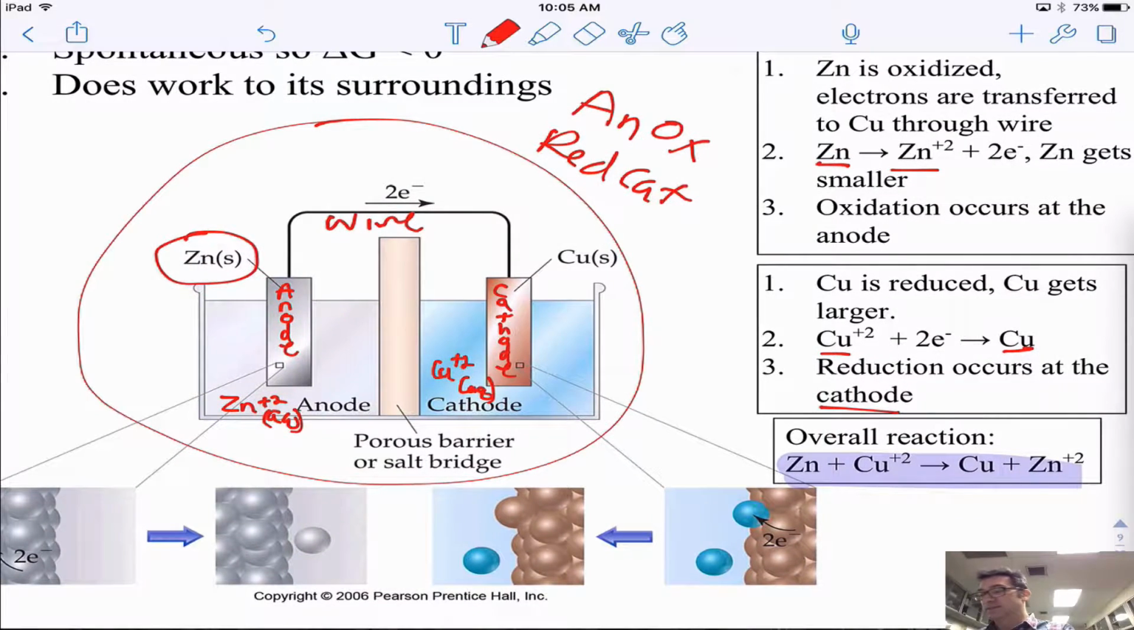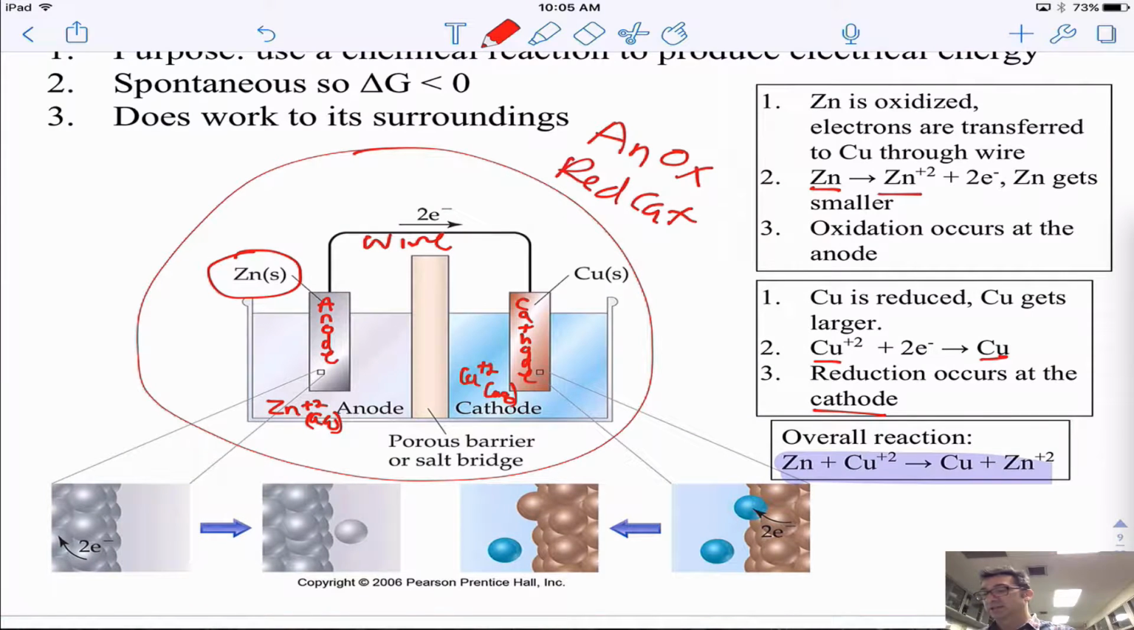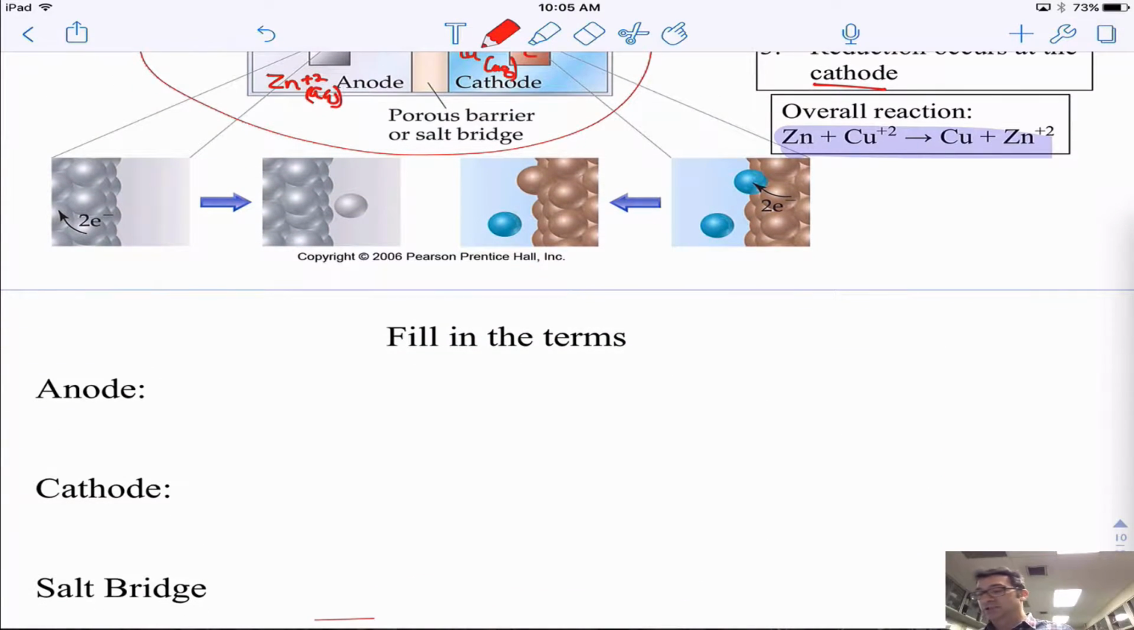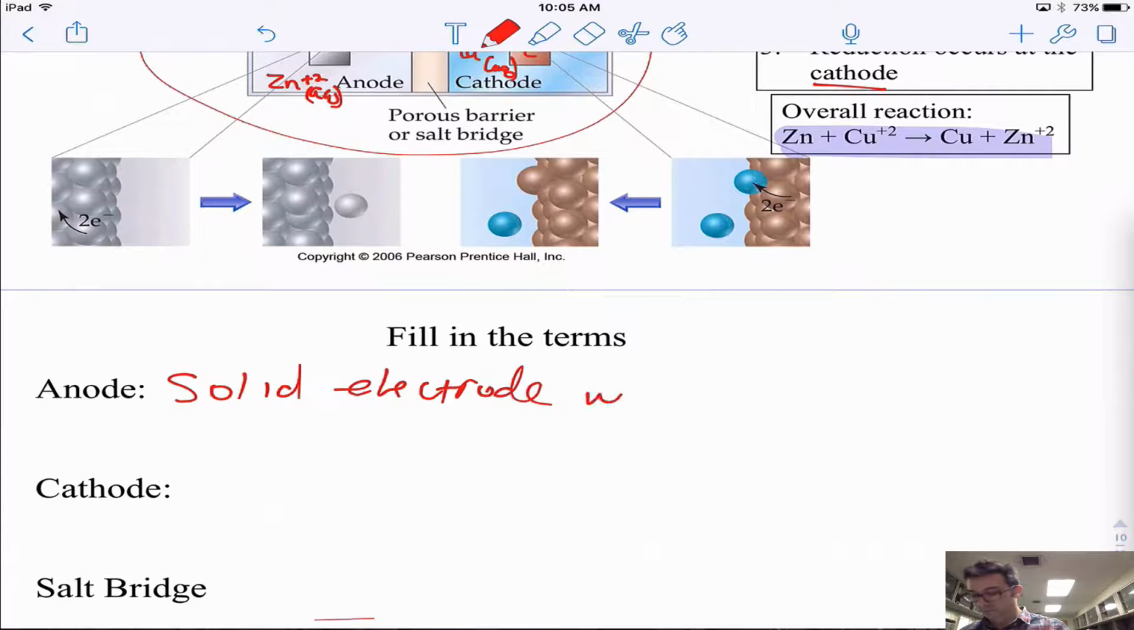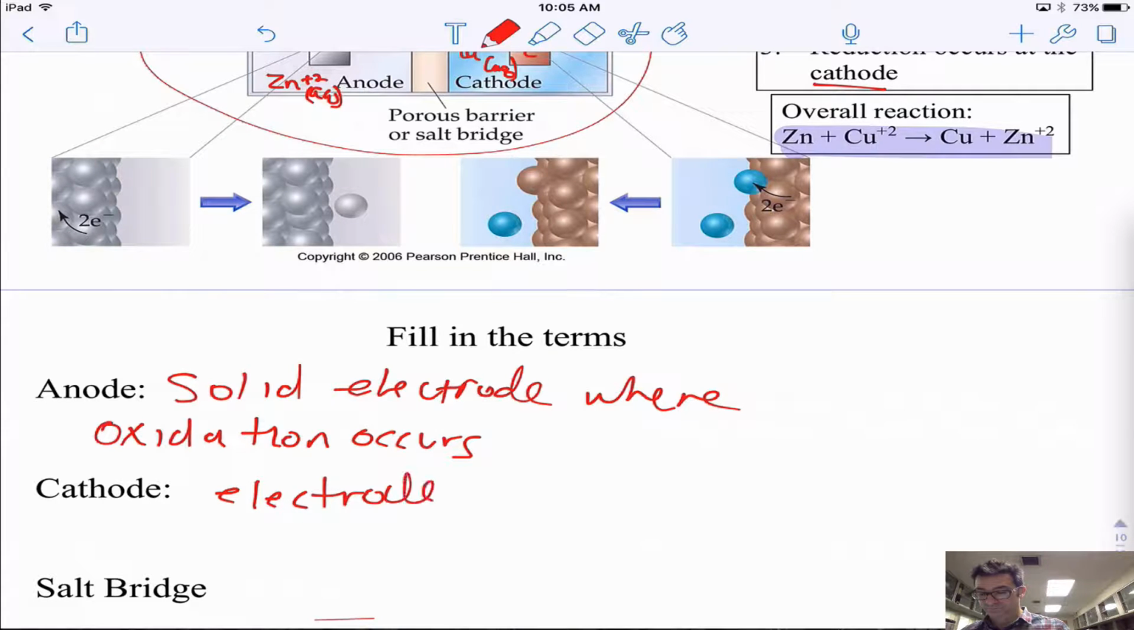So this is my overall cell. There are parts and things that you need to know about the cell, and we're going to get into them right now. The first thing is you need to know what an anode is. I kind of mentioned to you what an anode is, but just to define it down here, an anode is the solid electrode where oxidation occurs. And the cathode is the electrode where reduction occurs.